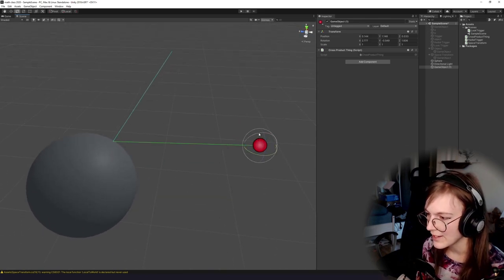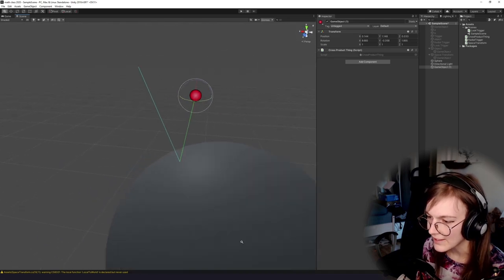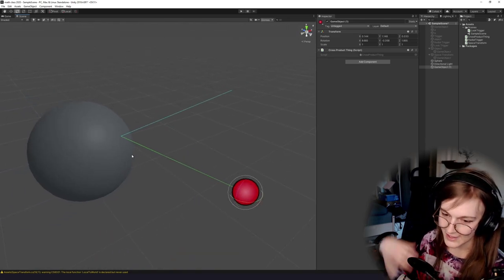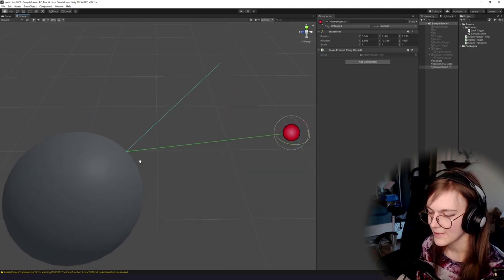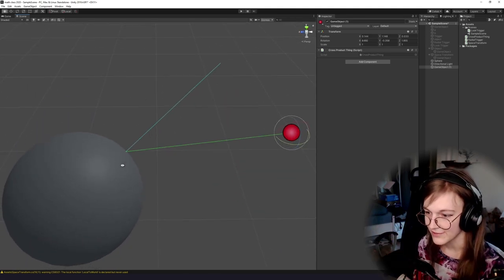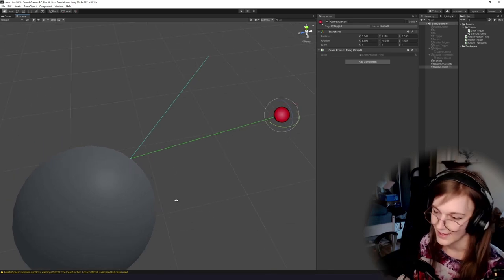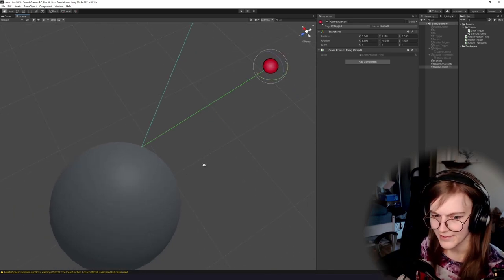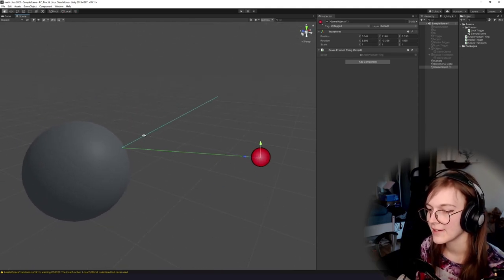Because we can't simply make it point the same way the player is looking, because the player is looking down into the ground, or they could be looking in any direction, right? Very likely the player is not going to look in a direction that is aligned with the surface, or orthogonal to the normal, sorry. Anyway, so we need to solve this somehow.